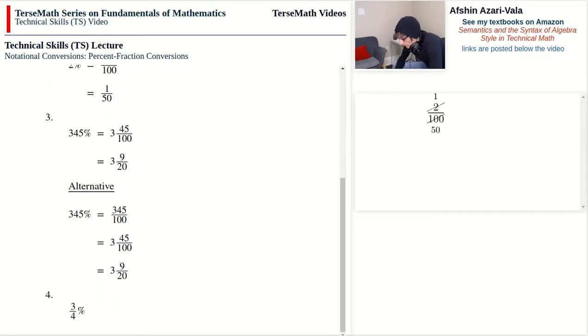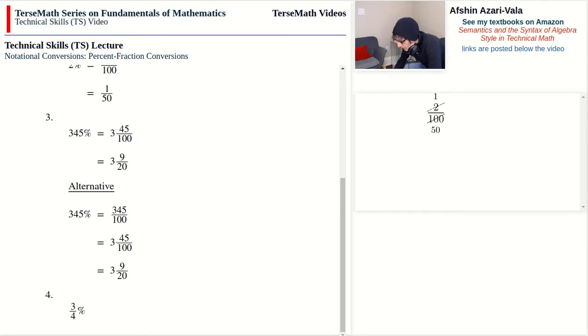Problem number 4. Now we have 3/4%. And as I mentioned in the previous video, you can make sense of what's written as 3/4 of 1%. So imagine you find 1% of something. You divide it into 100 parts, take 1 part. Imagine how small it is. And then find 3/4 of that. So this is 3/4 of 1%.